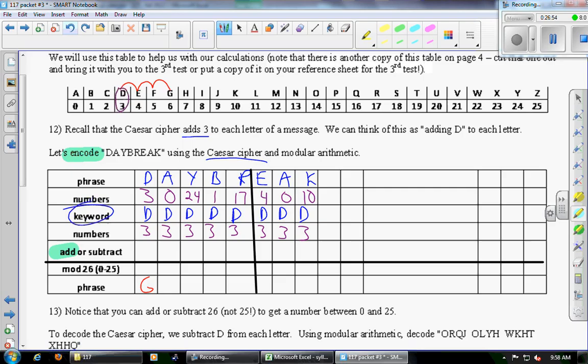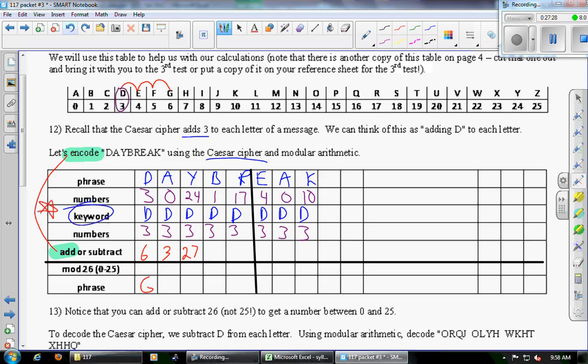And then what we're going to do is something mathy with those purple numbers. What are we going to do? We're going to add them. Take those purple numbers and add them up. And this will be the first time I'll say it, but I'll say it a bunch of times today. Anytime you're using this kind of chart and you are encoding, see how there's 2 words down here in the next row? It says add or subtract. Encode always, always, always means add. Okay? Encode means add.